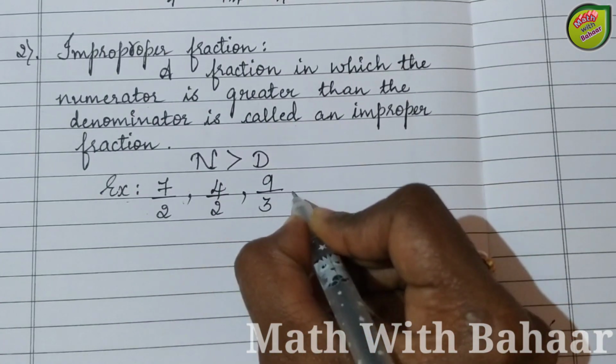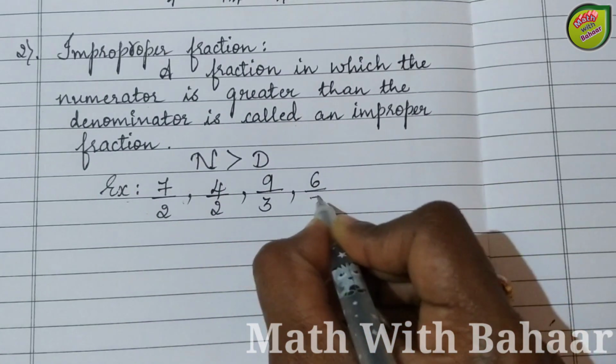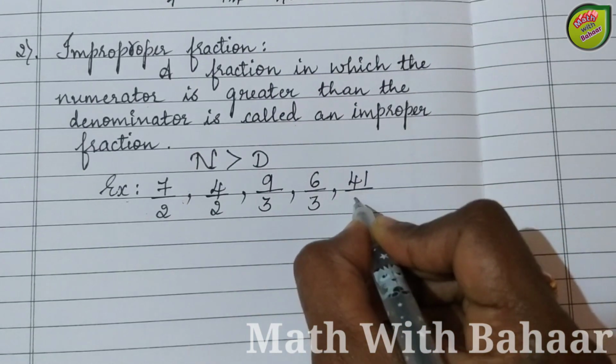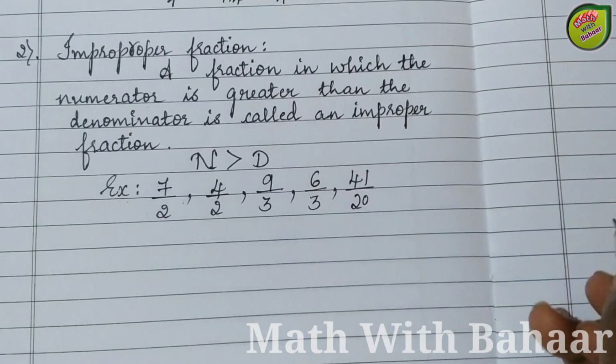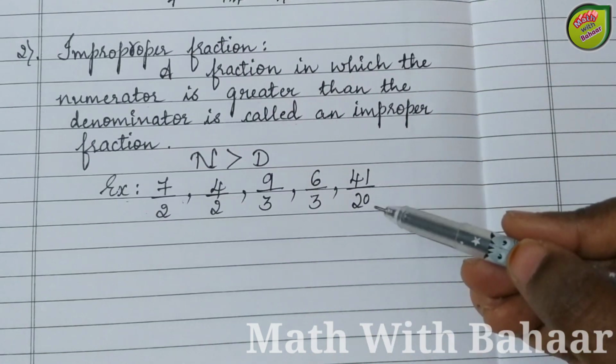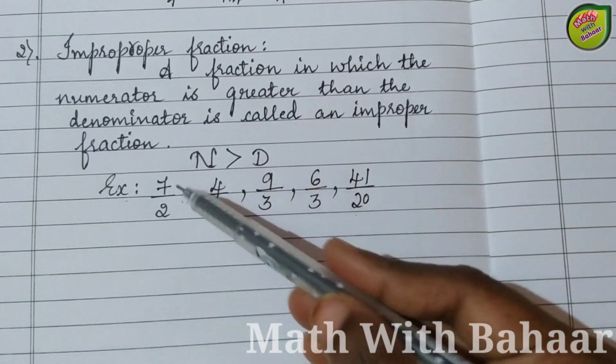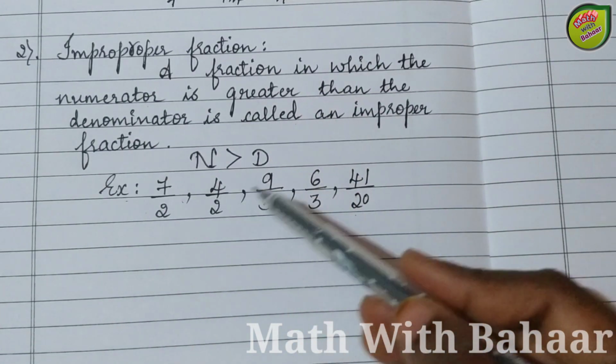Let us have some more examples like 9 by 3, 6 by 3, 41 by 20 and so on are also some of the examples of improper fractions in which the numerator is greater than the denominator.